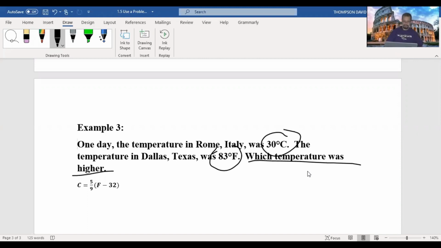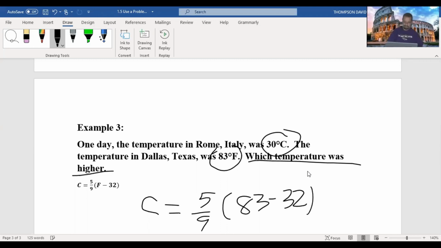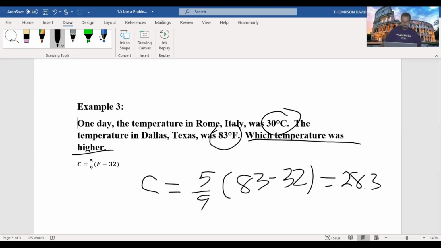So recall our formula for converting from Fahrenheit to Celsius is C equals 5/9 (F minus 32). So we see that Rome, Italy was already in Celsius. So we're going to plug in our temperature for Dallas, Texas. So we have 5/9 (83 minus 32). We plug this into a calculator and we find our answer. So 5/9 (83 minus 32) equals 28.3. And we're being asked which temperature was higher. This is Dallas, Texas, recall.